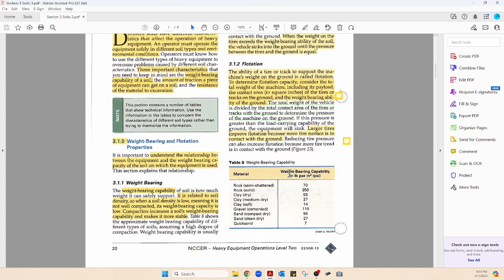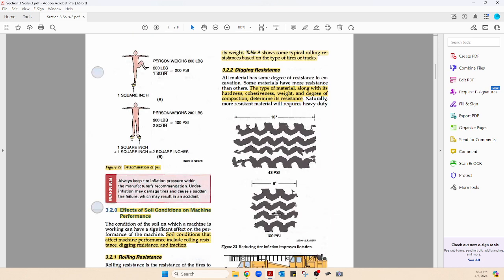So that's the weight bearing. There is digging resistance. That's not the last thing, but close to it. Let's talk about digging resistance.